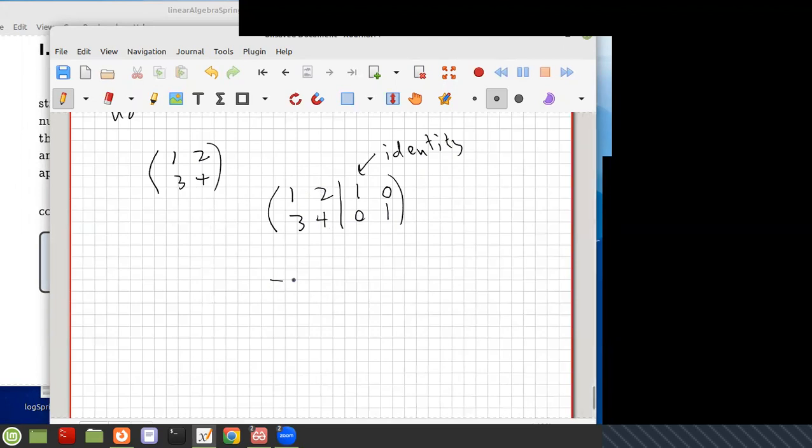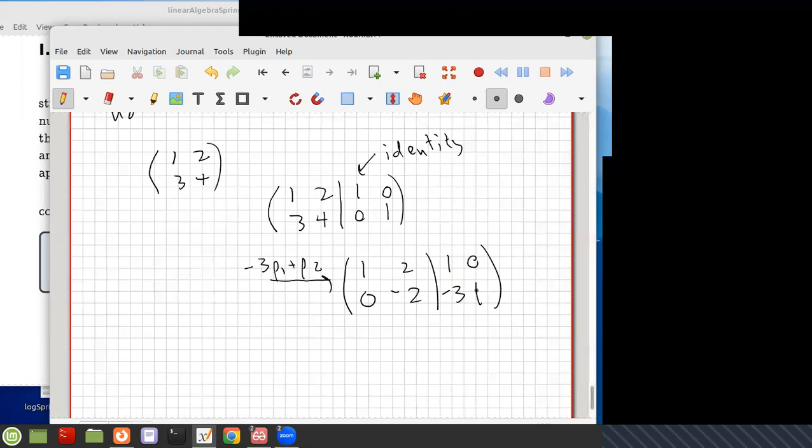So I could do here -3 times row 1 plus row 2. That would give me 0 there, right? Because -3 times 1 plus 3 is 0, and then -3 times 2 is -6, plus 4 is -2. And then -3 times 1 is -3, and 0 times... so that cancels. So we get -6 plus 4 is -2, and -3 is -3.